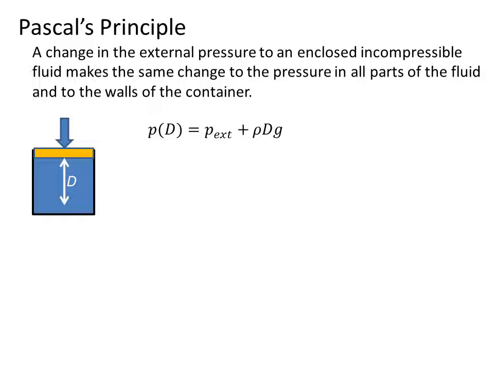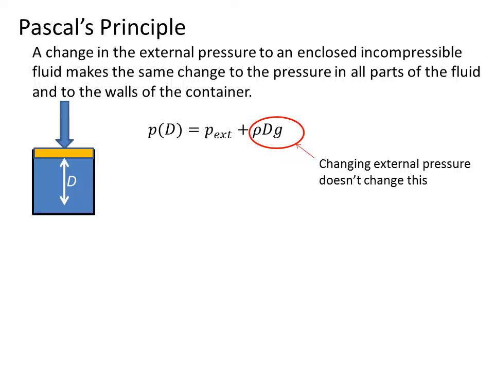Well, if we change that pressure, or change the force, we see that the only thing that changes is the first term. The second term, the part that's circled in red, doesn't change as a change to the external pressure. So the change in the pressure throughout is equal to the change in external pressure.